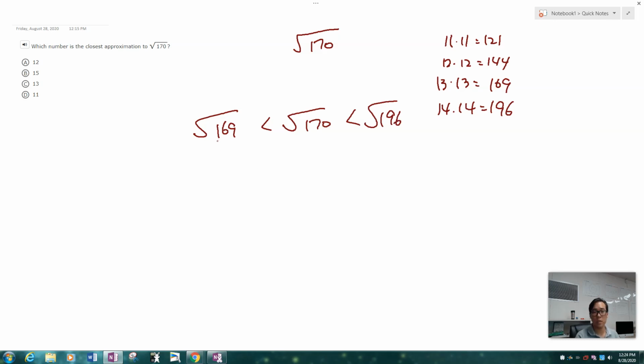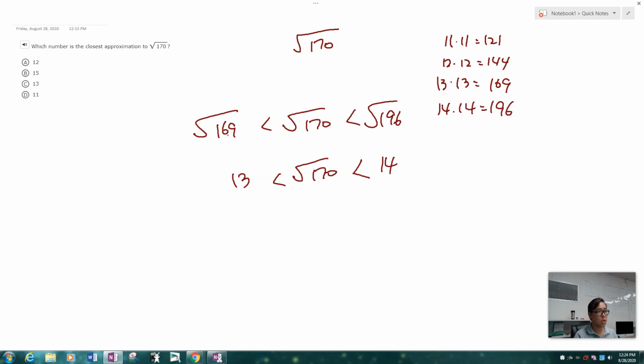Because the square root of 169 we know is equal to 13, the square root of 170 is bigger than 13, and the square root of 196 is less than 14. We know the square root of 196 is 14. This time, we don't really need to draw the number line.